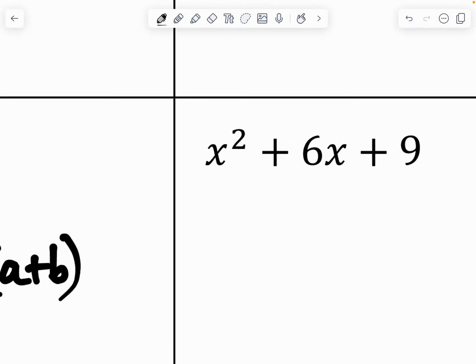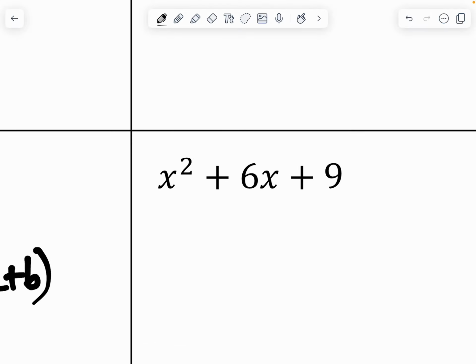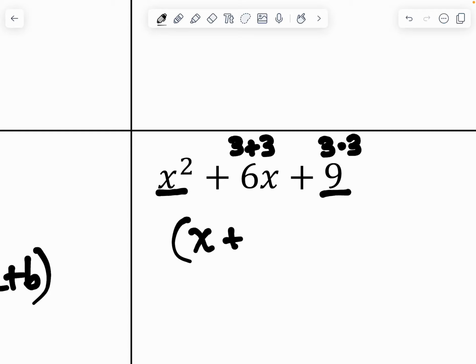So if I look here, okay, I know this is a perfect square trinomial because x squared is a perfect square. 9 is a perfect square. 3 times 3 gives me 9, but 3 plus 3 gives me 6. So I know that it's a perfect square trinomial because the same number multiplied by itself gives me 9, but added by itself gives me the middle term, which is 6. So when I factor this, it's going to be x plus 3 quantity squared.